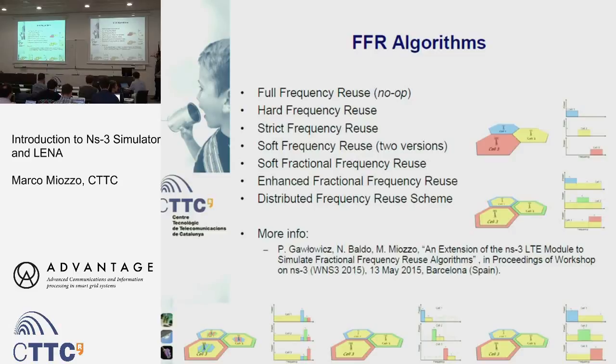Full frequency reuse, which implies having no frequency reuse. Hard, for instance, divides the bandwidth among the three cells. This is the soft, in which, according to a certain threshold, just the users at the border can have a specific band. Or there are many more interesting, smart solutions that can adapt according to the threshold of the power seen by the user.